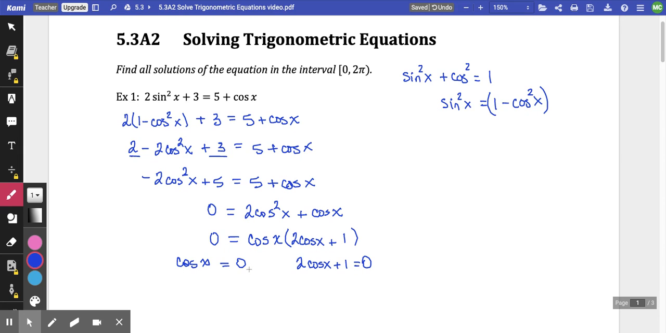Now cosine of x equals 0 is as simple as it's going to be, so I'm going to go straight from there to finding the angles. The angles that would give me 0 for cosine on one trip around the unit circle between 0 and 2 pi would be pi over 2 and 3 pi over 2.